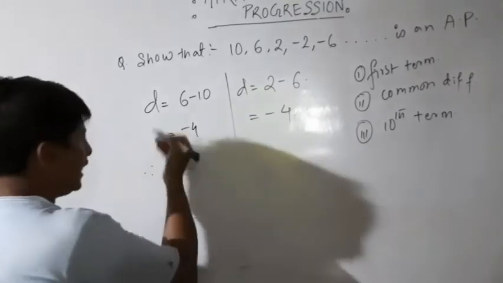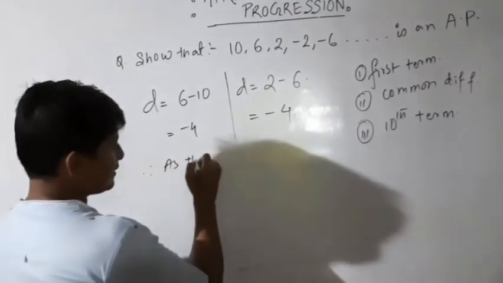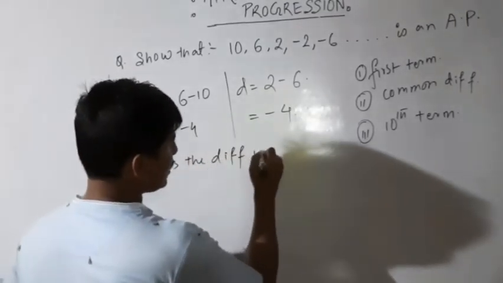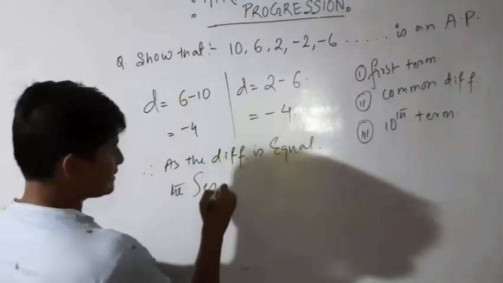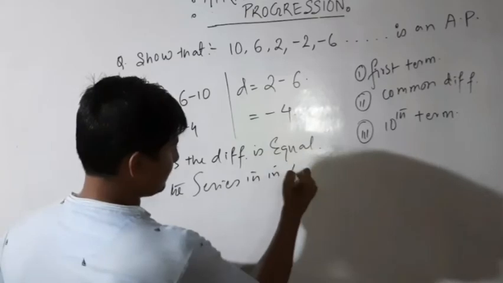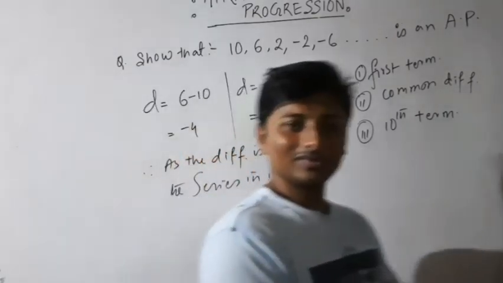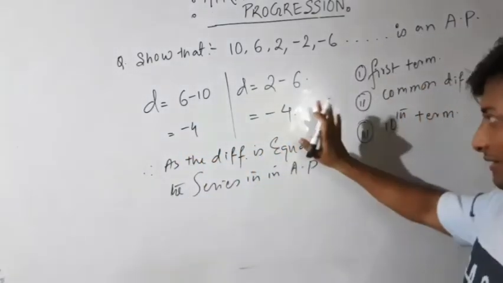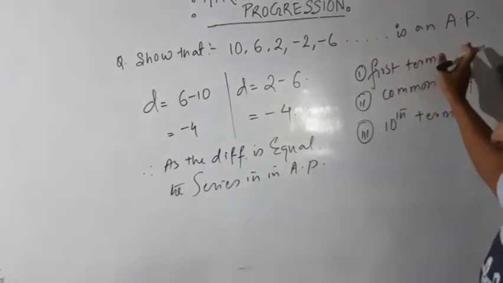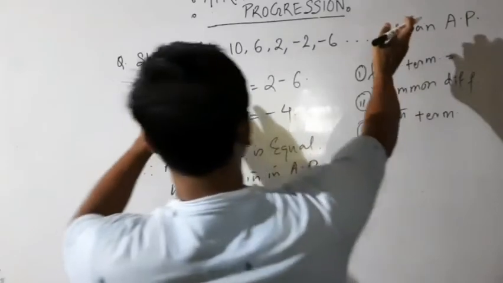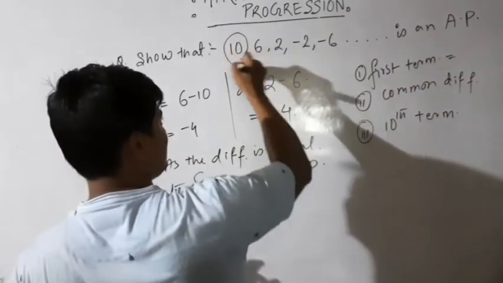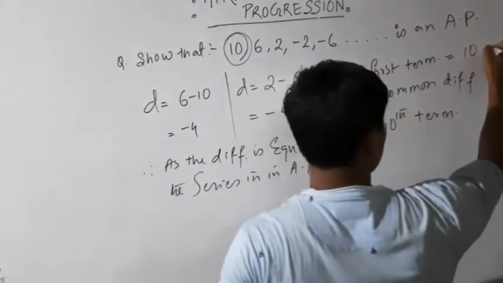Understood? Now what I'll write is: if the difference is equal, the series is in AP. Understood? Okay, so now finish this part. Now see what they have to find. You have to find the first term. Now look at this particular series, what is the first term here? 10. So here I can write 10.